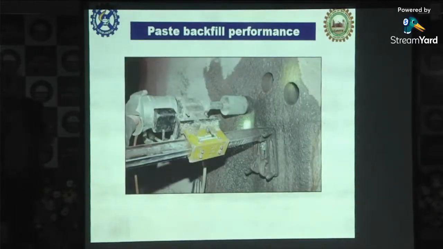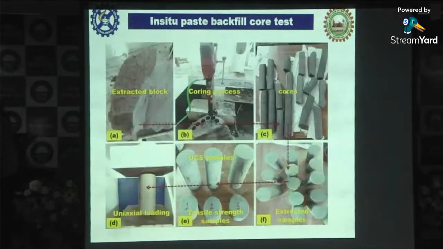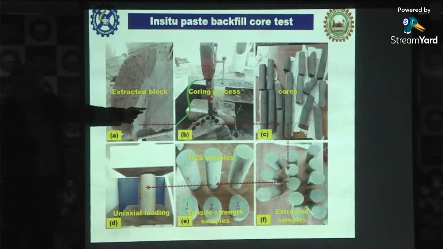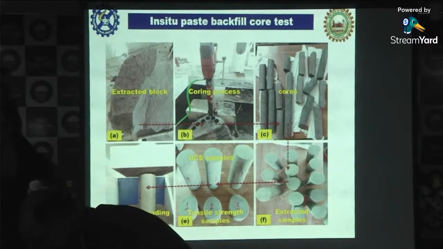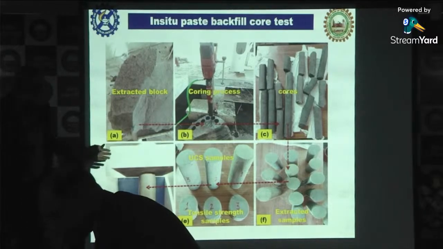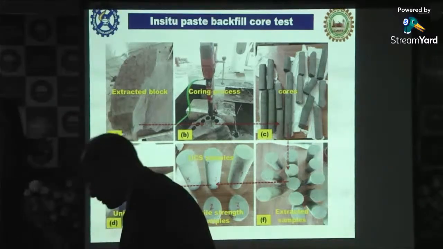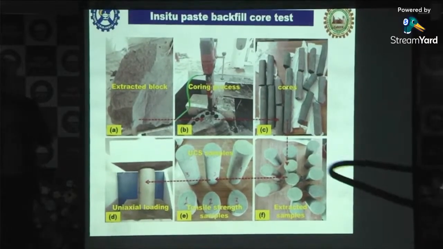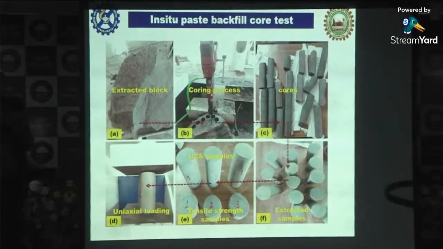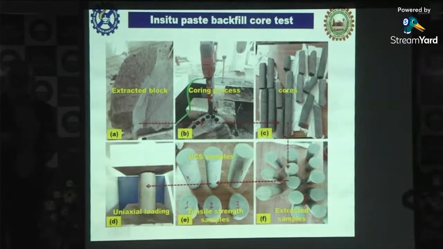Now we also carry out studies on paste backfilling performance. We take out cores from the backfill area and subject them to different geotechnical studies. This is the extracted block; we take out cores there. Then we subject the cores to uniaxial strength determination, and UCS samples are prepared. We found out whether the strength gain in the underground mines is the same as what we get in the laboratory, and what the discrepancy is between the laboratory value and the field value. We found that usually there is a discrepancy of 10%, with 10% less value in the field.